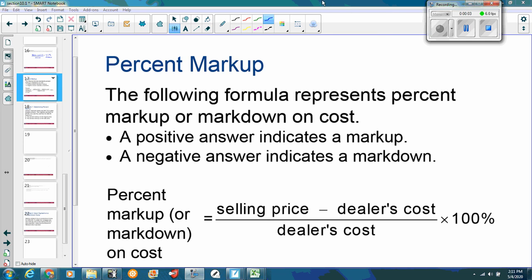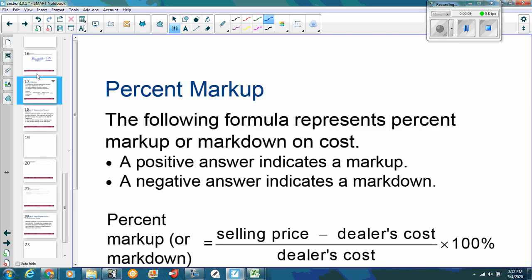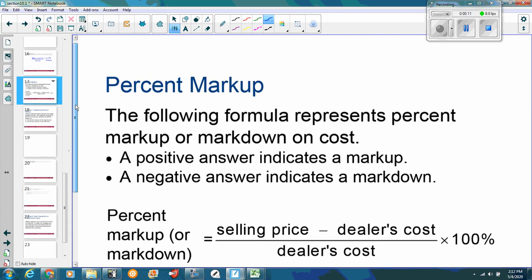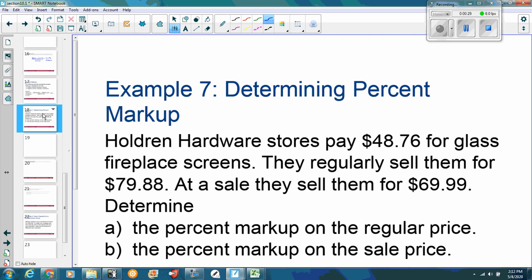Okay, so this is where I left off. We just did percent increase, percent decrease. This is the same idea, same type of formula. It's just, did they mark it up or did they mark it down? It's selling price minus the dealer's price divided by the dealer's price. Very, very similar formula. And again, positive if they mark it up, negative if they mark it down.